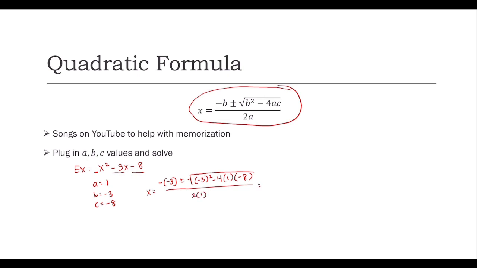So this negative 3 becomes 3 plus or minus the square root. Negative 3 squared is 9. Negative 4 times 1 is negative 4 times negative 8 is positive 32 all over 2 times 1, so over 2, which equals 3 plus or minus the square root of 9 plus 32, which is 41 over 2. So x equals 3 plus or minus the square root of 41 over 2.